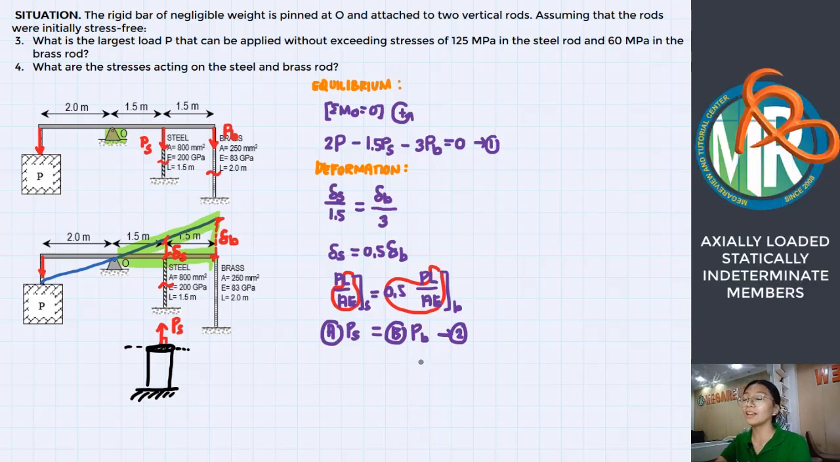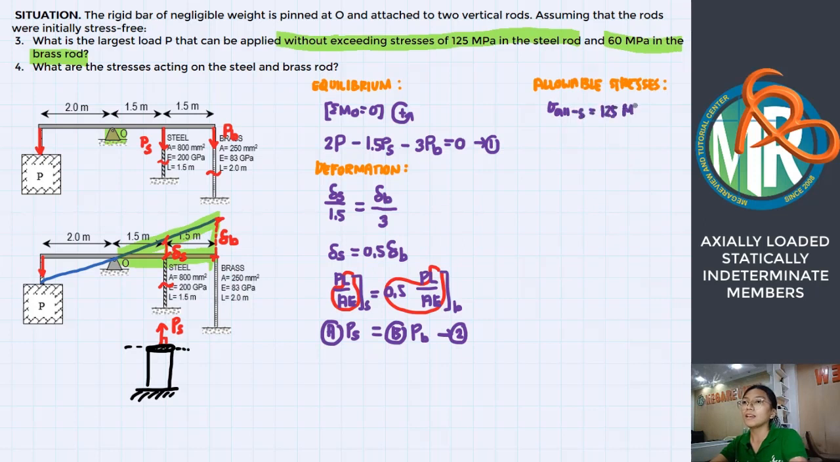No, kulang pa tayo ng pangatlo kasi tatlo yung unknown, P, PS, and then si PB. Take note na may binigay sa problem, no? Without exceeding stresses of 125 in the steel rod, 60 in the brass rod. Ngayon, isulat natin yung mga allowable stresses na yan. Kasi dito tayo kukuha ng third equation. Right? So, mula dyan, our allowable stress daw dito sa steel natin is only 125 megapascal. Then, the allowable stress of the brass is 60 megapascal.